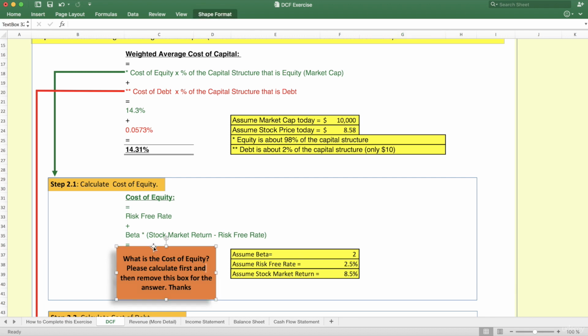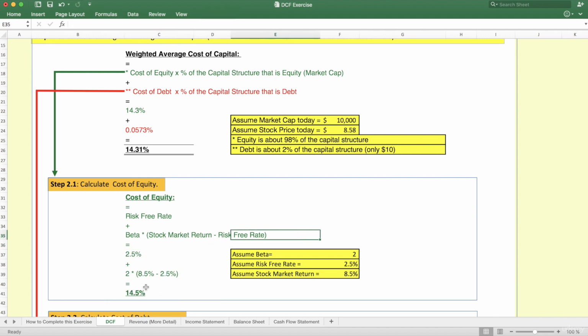Okay. Anyway, so let's get rid of this. Oops. It's tricky. Hold down shift and then hit delete. I always forget that. All right, cool. So all we're doing here is the cost of equity is just the risk-free rate, pulled from there, plus the beta, which is 2, times whatever the stock market return is going to be minus the risk-free rate, okay? And that is 14.5%. That's a high rate because we're a risky company.